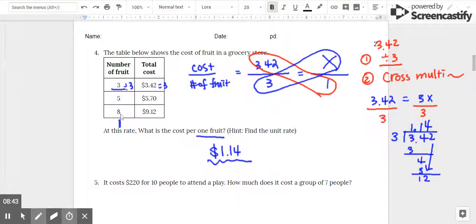If you want to double check, like for 5 and 8, if they still have the same cost per one, you can. You may also find the total cost by multiplying the unit rate by the number of fruit. So if you want to check, 1.14 times 8, how much is it going to be? It's going to be $9.12 for this question. And for the unit rate, you multiply by 5, then you're going to get this. So take your time and try to find the total cost.